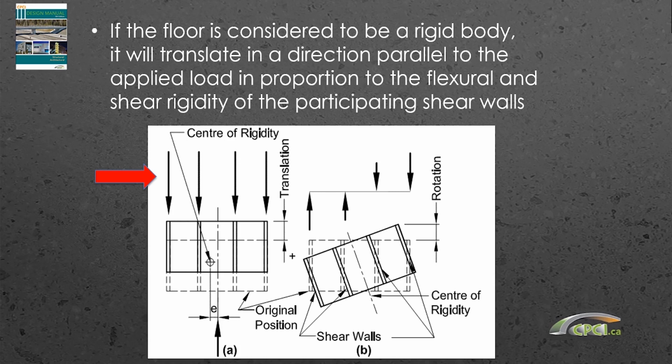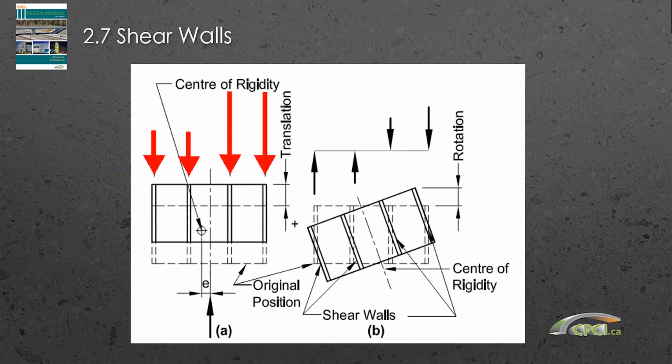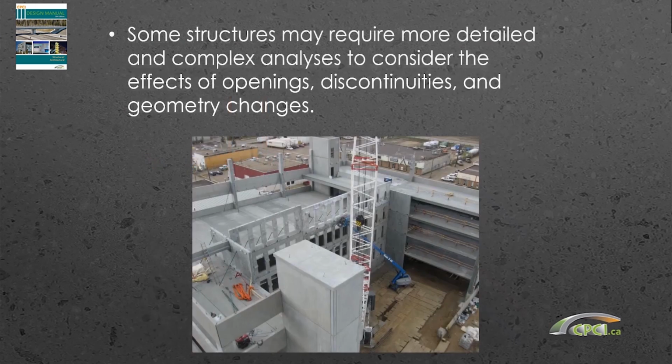As soon as your seismic loads, such as your applied load at the center of mass, doesn't equal the center of rigidity, you get rotation with this rigid diaphragm type analysis, and then your reactions, as shown on the left, are not symmetrical anymore due to that rotation of having your seismic load offset from the center of rigidity. So that type of analysis is shown in the manual, but some structures definitely require a more detailed and complex analysis to consider openings and discontinuities and geometry changes. So that simplified approach might work for some structures and would not for others.